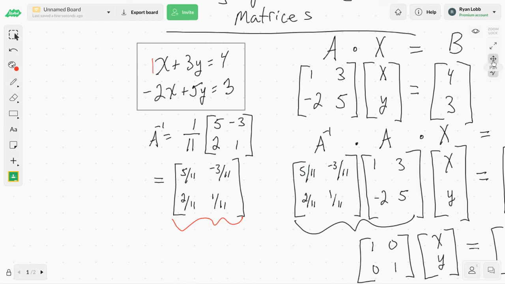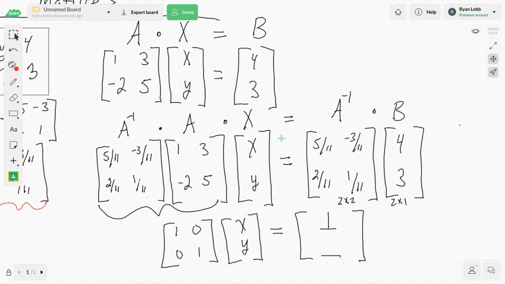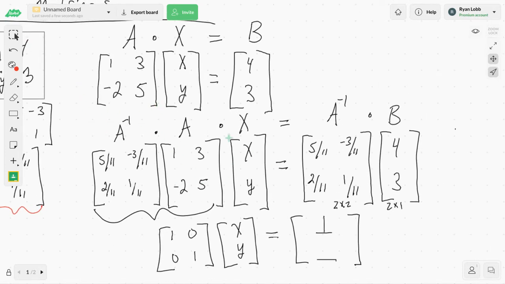Then what I need to do is multiply here on the left. Here's A times X on the left, and right here, A inverse. Over here, B, I've got to multiply on the left. Now when you multiply these two together, if we did everything right, which we did, this is going to be my identity matrix 1, 0, 0, 1. So now all I have to do over here is multiply these two. 5 elevenths times 4, negative 3 elevenths times 3. So I get 20 elevenths minus 9 elevenths is 11 over 11, or 1.